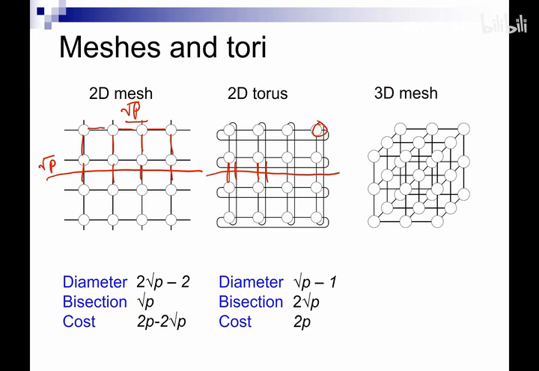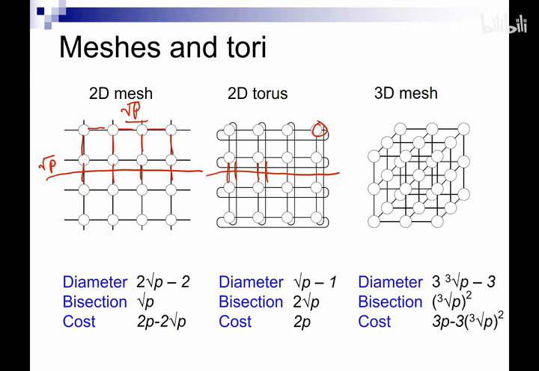So you can go one step farther. We've gone from 1D linear arrays to 2D meshes, and you can also move to a 3D mesh. That's the next natural thing to do. When you do that, you're going to decrease your diameter again. Because now, if there are p processors in this 3D mesh, then the dimensions of the mesh are going to be the cube root of p by the cube root of p by the cube root of p.